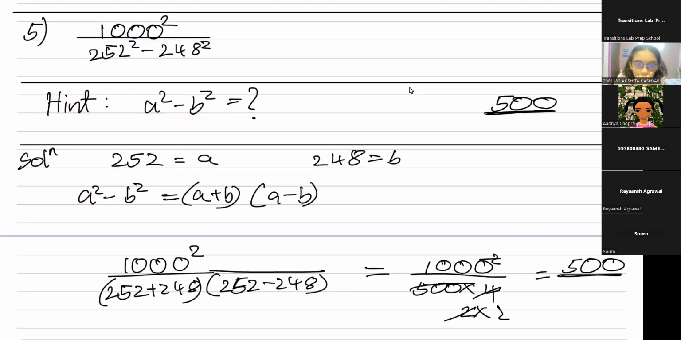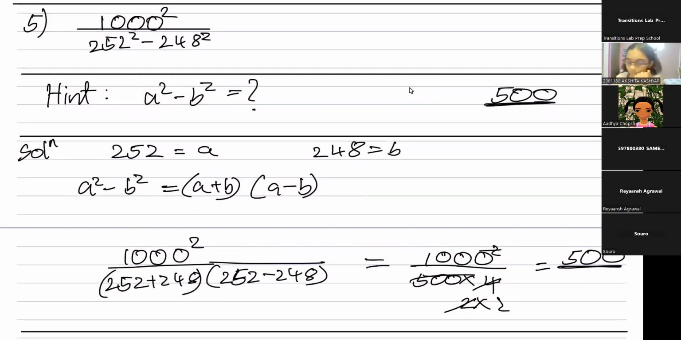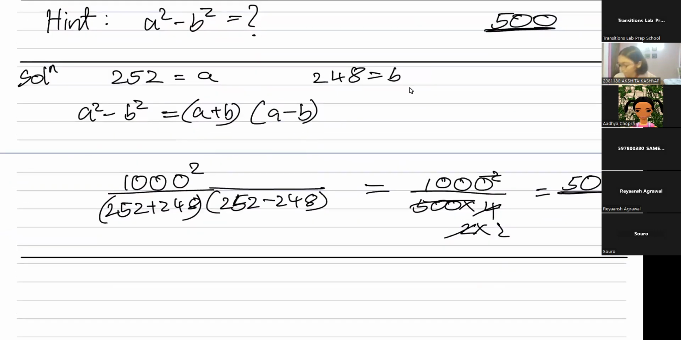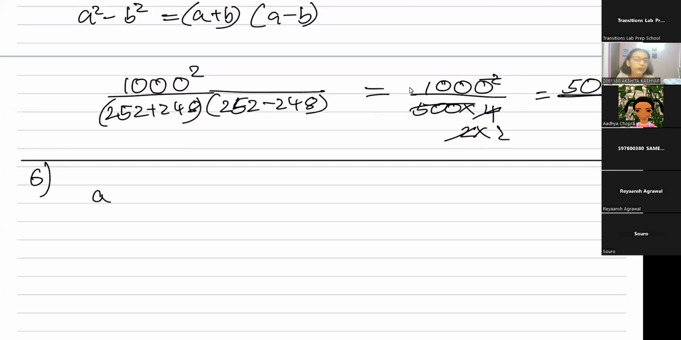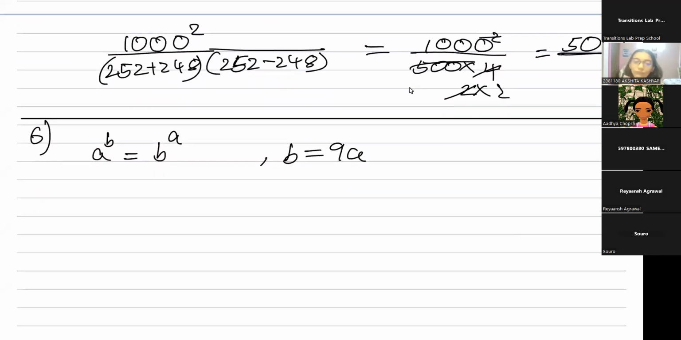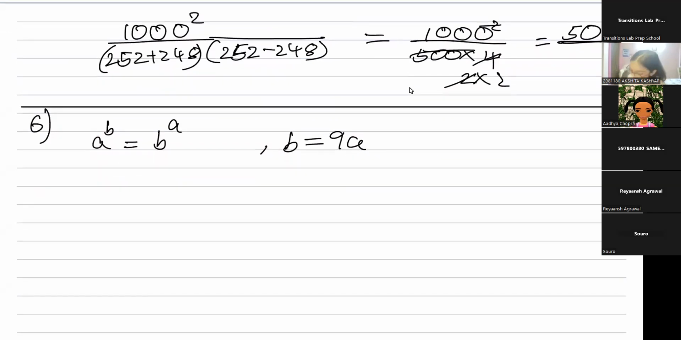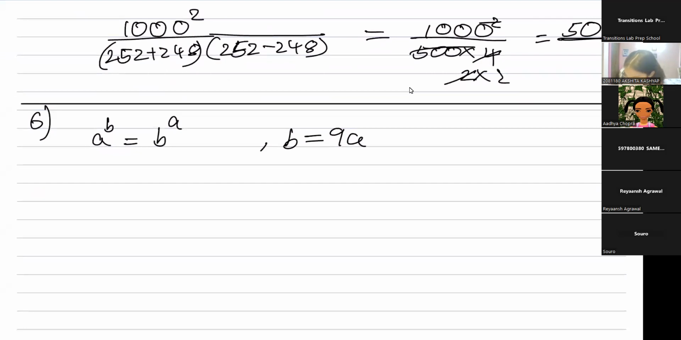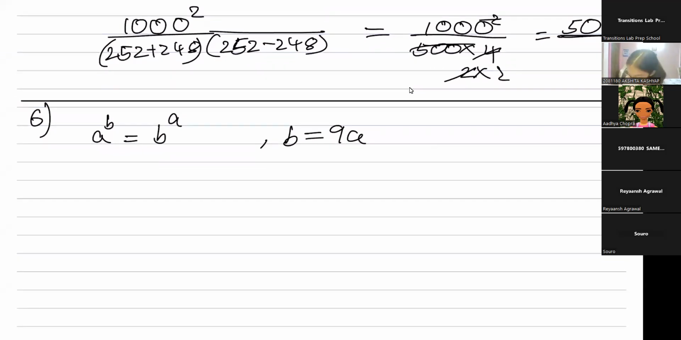Let's do a slightly tougher question. Again, not requiring identity, but knowledge of indices. So this is not an identity. This is a given equation, and b equal to 9a. Exponentiation is not commutative, so this will not hold always. What you need to do is find a to the power 4.